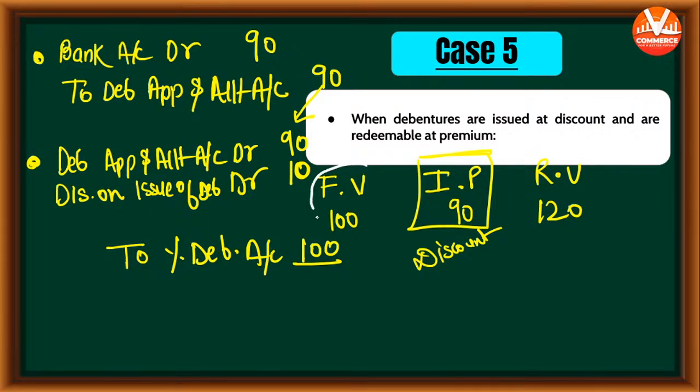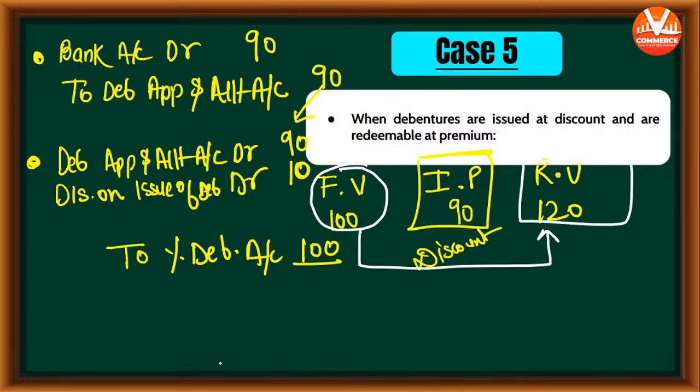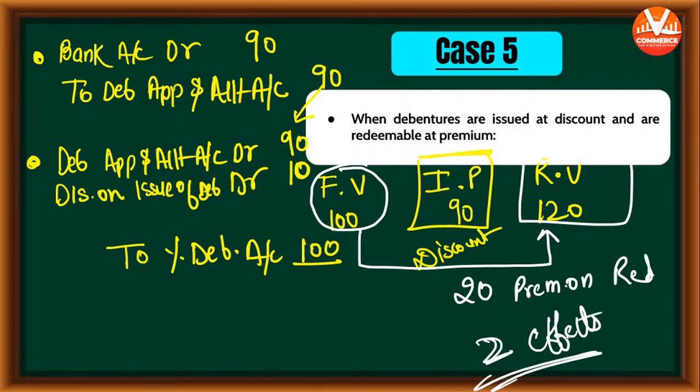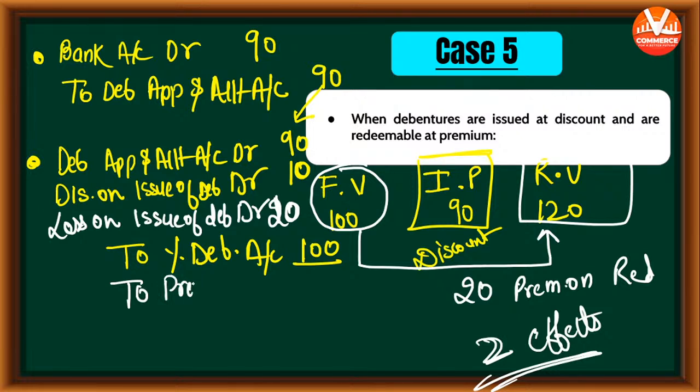Now, the face value is 100 and the redeemable value is 120. So this is 20 rupees premium on redemption. There are two effects for this. First, you will debit loss on issue of debentures 20 rupees, and you will credit premium on redemption 20 rupees.